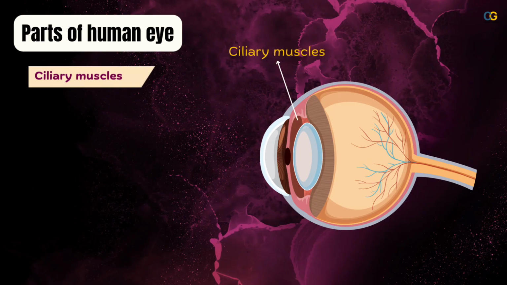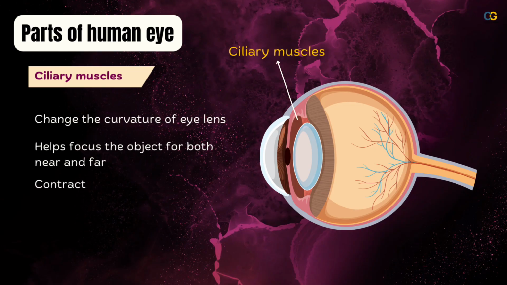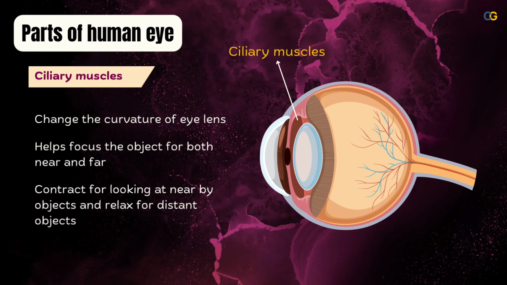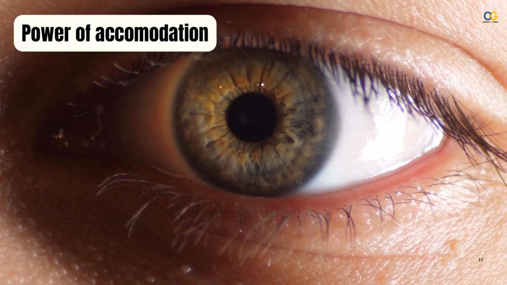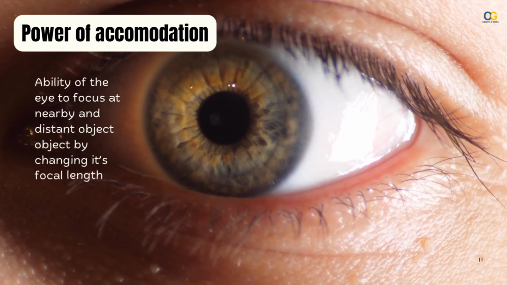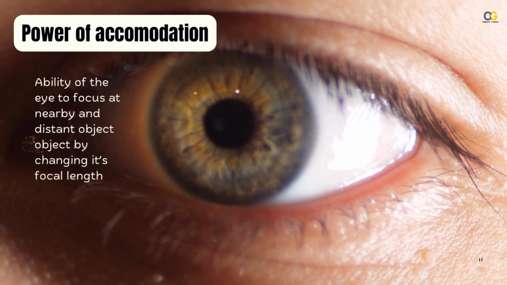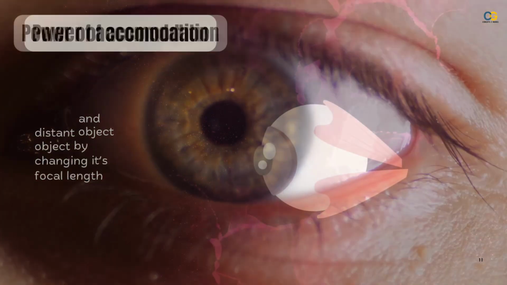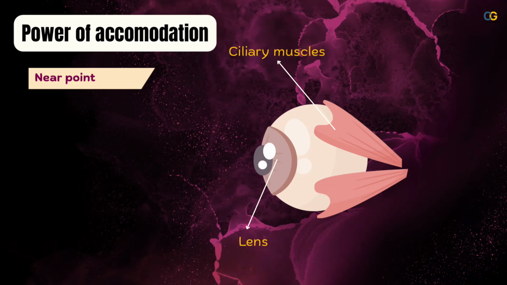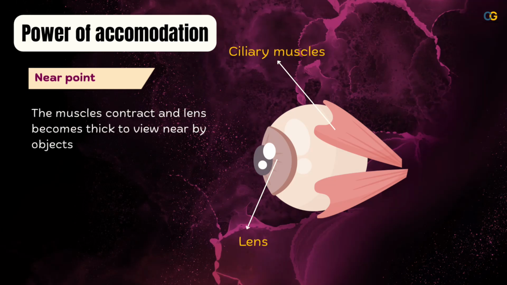Ciliary muscles: it helps in change of the curvature of the eye lens, helps focus objects both near and far. It contracts for looking at nearby objects and relaxes for distant objects. Power of accommodation: the ability of the eye to focus the nearby and distant objects by changing its focal length is called power of accommodation. The ciliary muscles contract and the lens becomes thick to view the nearby objects.